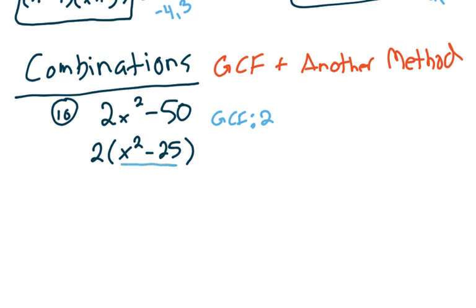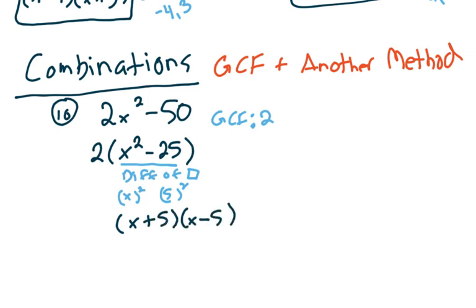Now this inside, x squared minus 25, it won't always, but sometimes you can continue to factor this. X squared minus 25 here is a difference of squares, because I'm subtracting two perfect squares. This is x squared and 5 squared. So this will factor into an x plus 5 and an x minus 5. Because remember, difference of squares, you take the square roots. One's plus, one's minus. And then our GCF of 2 just hangs out in front.